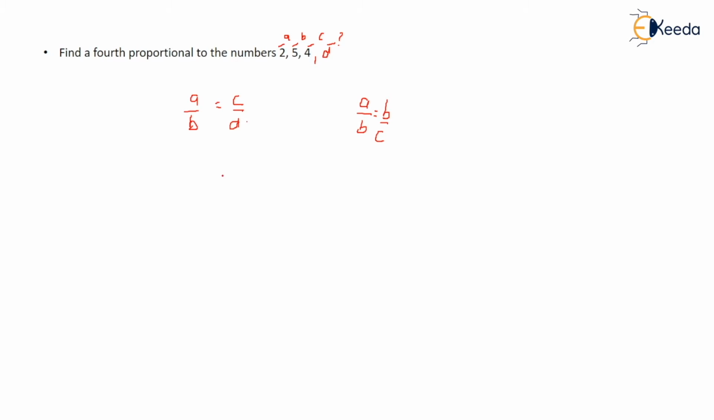So here you have A, that is 2, B you have 5, C you have 4, and you have to find out D. You can find it simply by doing 4 into 5 divided by 2. This comes out to how much? 10. So 10 is the answer. The value of D is 10. Let's see the next question.